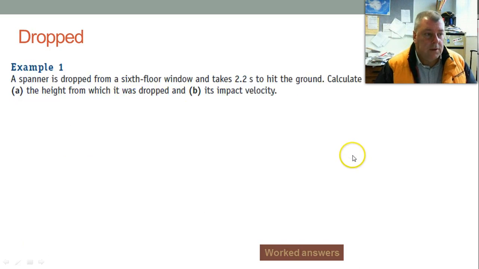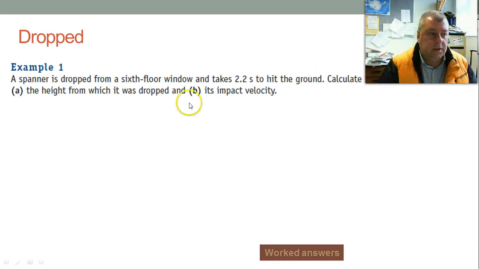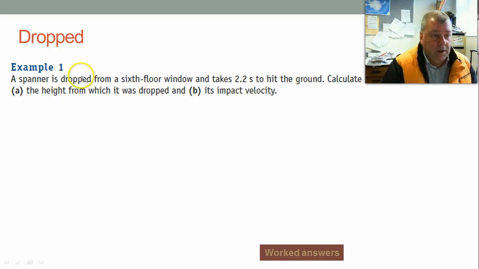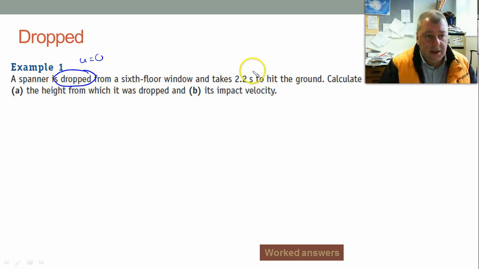Okay, so let's do another example. Again, let's try and recognize it. Read the question. A spanner is dropped from a 6th floor window and takes 2.2 seconds to hit the ground. Calculate the height, which is s, from which it was dropped, and its impact velocity. What are we given? Well, it's dropped, so that tells us u is 0. It takes 2.2 seconds, so that gives us t, and because it's falling under the influence of gravity, we're going to use minus 9.8 meters per second squared.